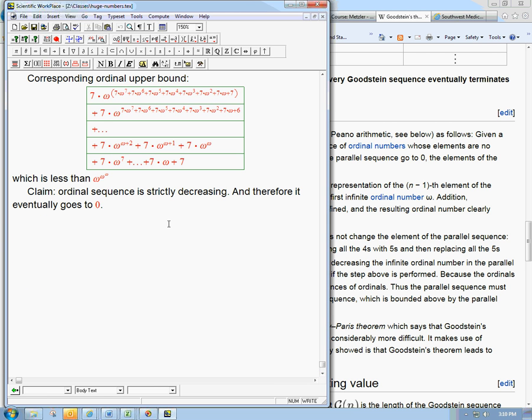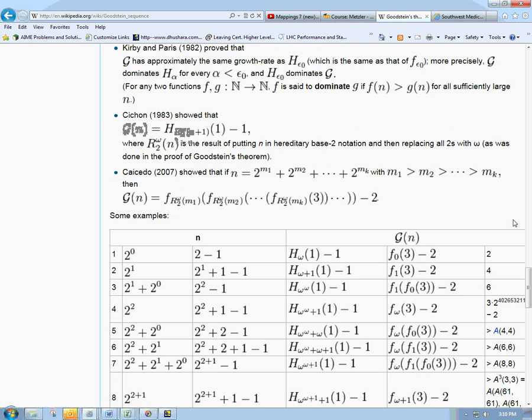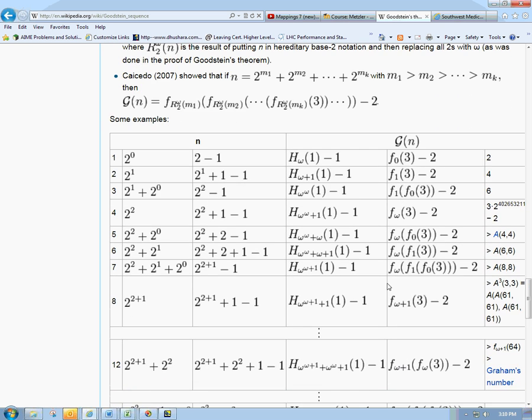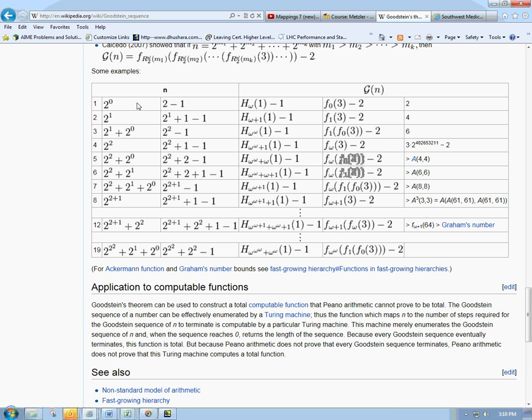Okay, so how fast does the Goodstein sequence grow? Well, I'm going to show you a little bit of a table here. I think I need to make that a little smaller. Okay. Here's the synopsis: if you start with a certain value, here's the seed, and here's that seed expressed in hereditary base 2 notation, which is clearly going to be important for how the sequence gets started. And then script g of n is the actual Goodstein function, the length of the sequence. You see these -2s? Those are familiar from the previous video. And you see the fast-growing hierarchy.